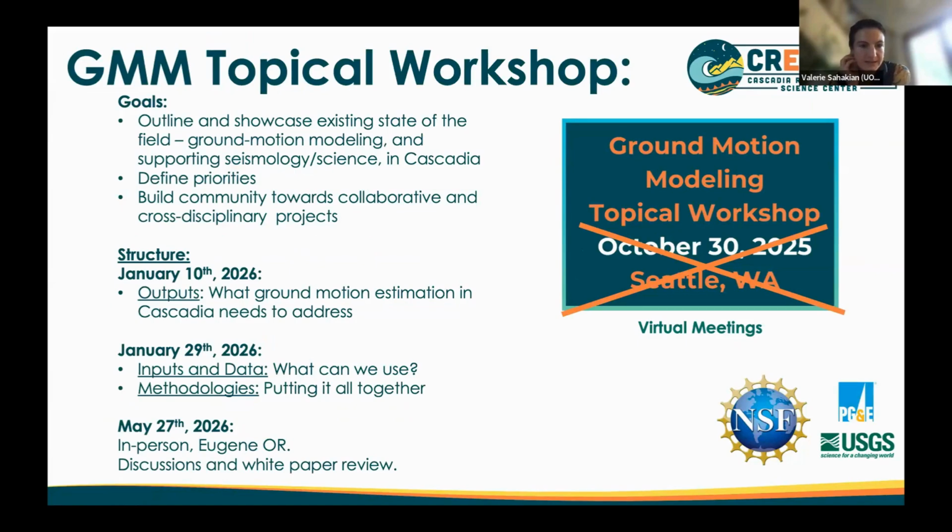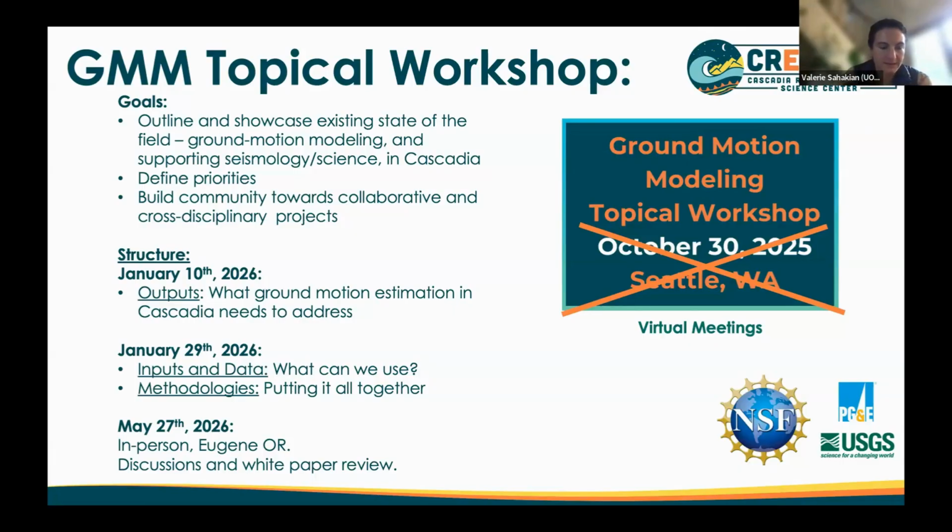So the general structure and format, if you weren't here last time, is the goals are to outline and showcase some of the existing research in the field that relates to ground motion modeling, to define some priorities as a group or community moving forward for ground motions in Cascadia, and then think about how we want to build out collaborative projects in community.